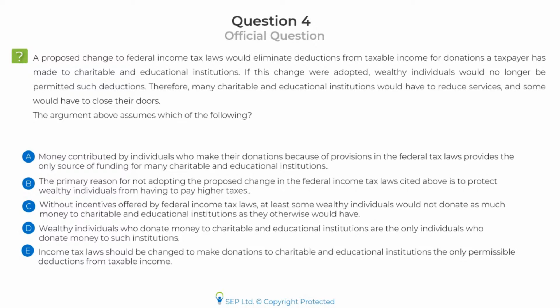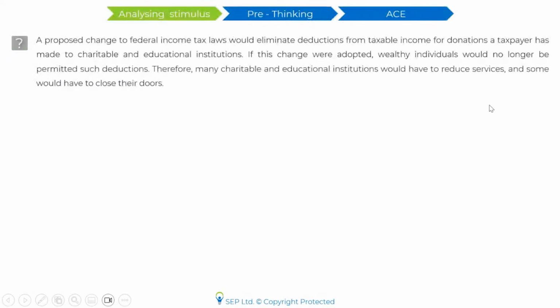Let's get started with the analysis. All right. A proposed change to federal income tax laws. So, proposed change means it hasn't been changed yet. There is a proposal to do something. To do what? To change something in the income tax laws. That change would eliminate, that means remove completely, deductions from taxable income for donations a taxpayer has made to charitable and educational institutions. Long sentence.